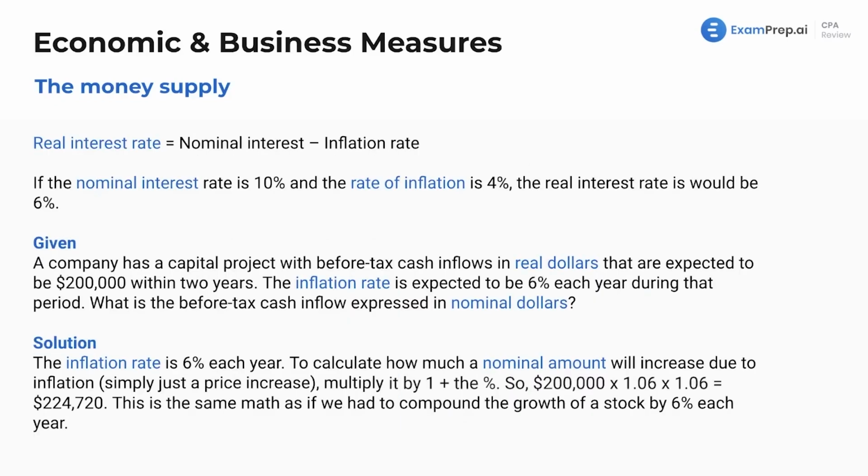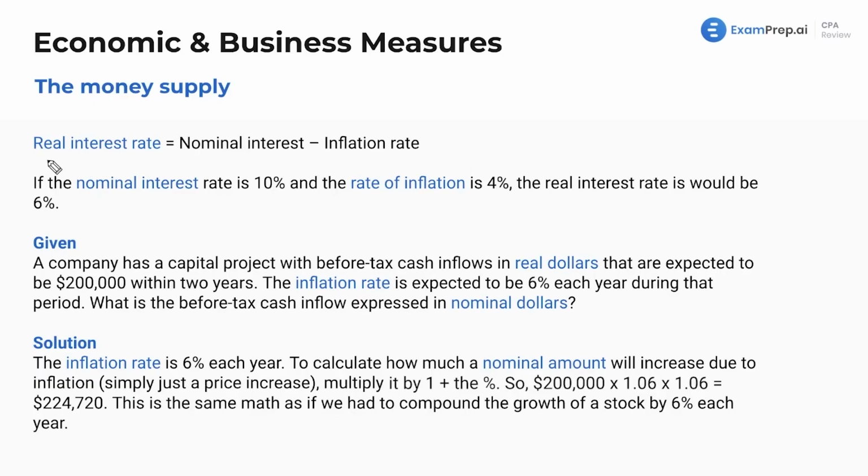All right, a little bit more on the money supply and interest rates. Well, here we go. What is the real interest rate? This is the nominal interest rate minus the inflation rate. So that's how you get real interest. It's when you essentially back out the nominal rate, the normal rate, minus the inflation rate. So if the nominal interest rate is 10% and the rate of inflation is 4%, the real interest rate would be 6%. Nothing crazy, just another little formula to understand.